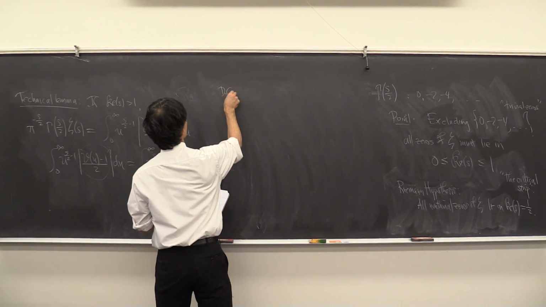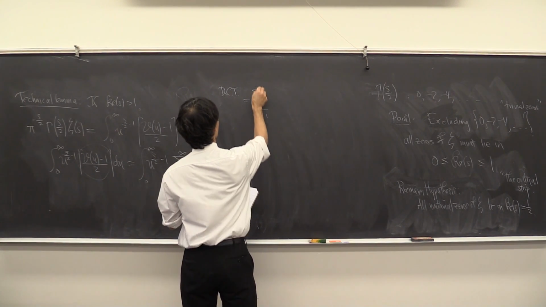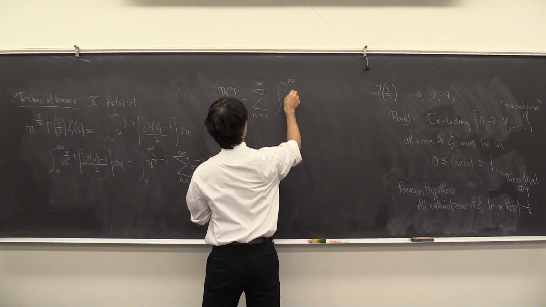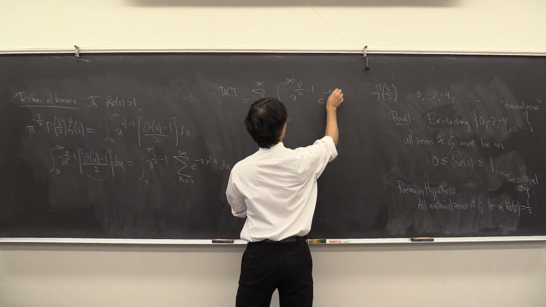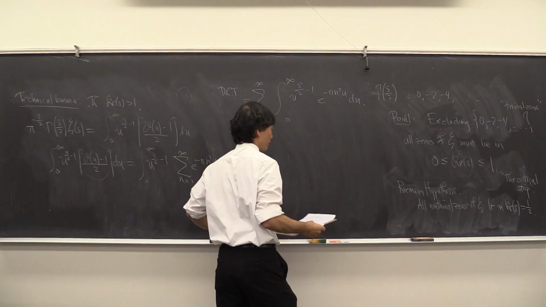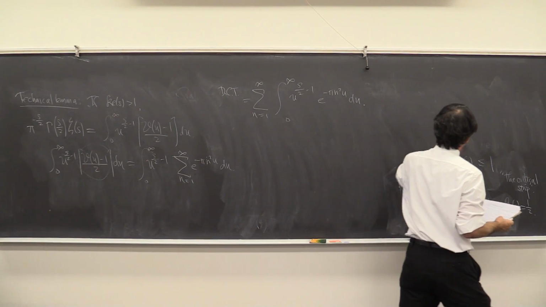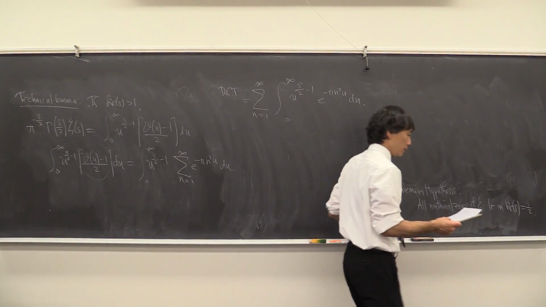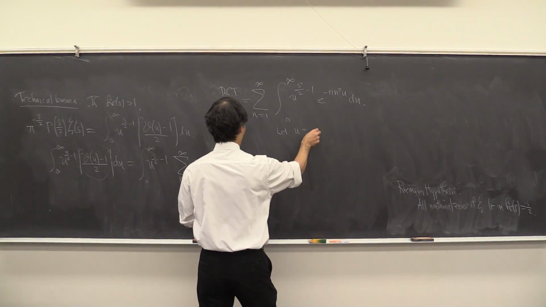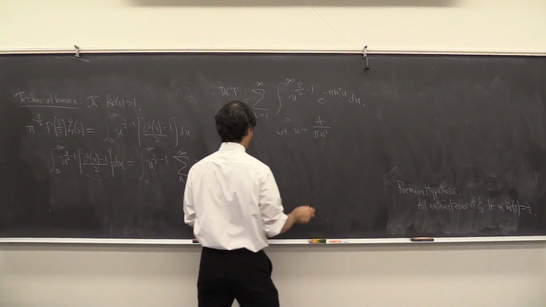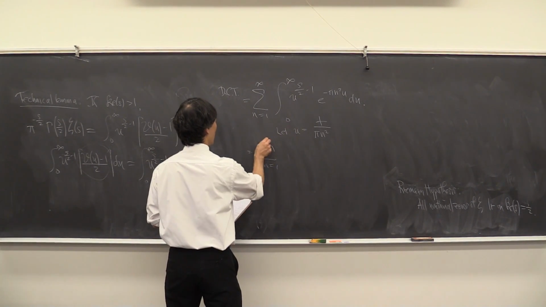So the dominated convergence theorem allows you to change the order of summation and integration, giving the integral of u^(s/2 - 1) e^(-πn²u) du. Okay, and then after that it's just a change of variable. So now let u be t over πn², and you get that this is equal to the summation from n equals 1 to infinity.